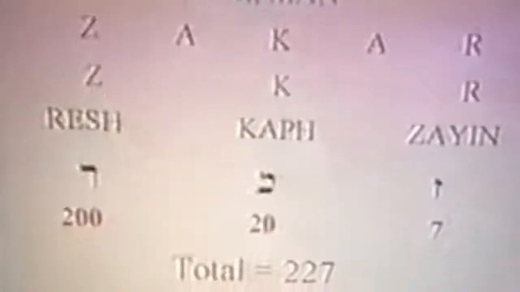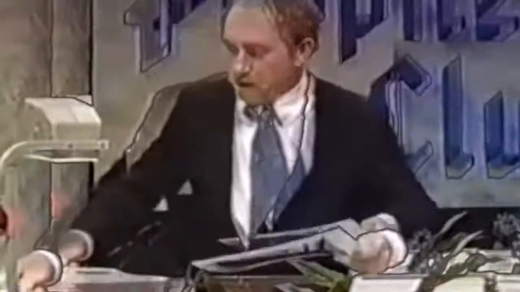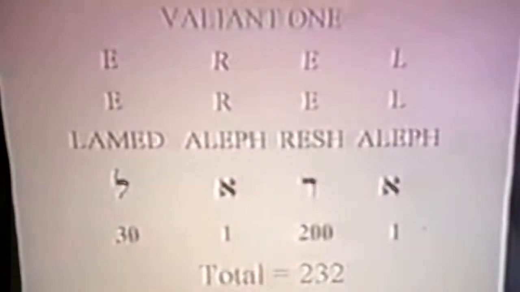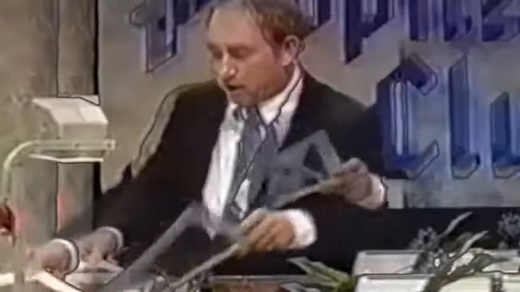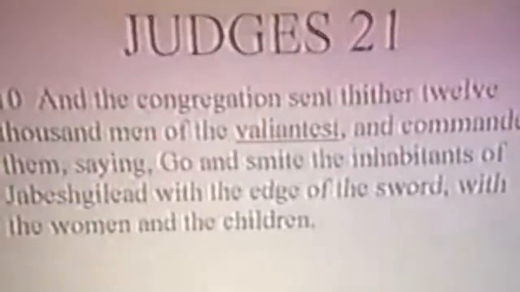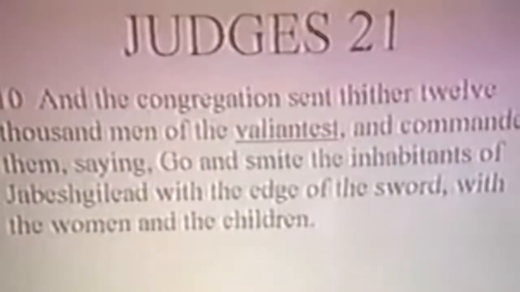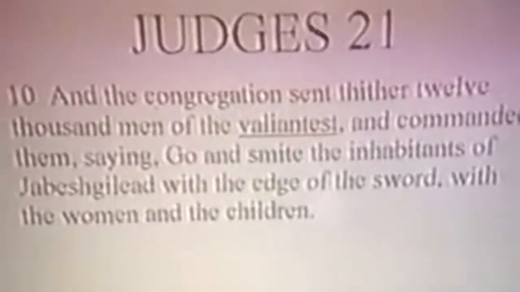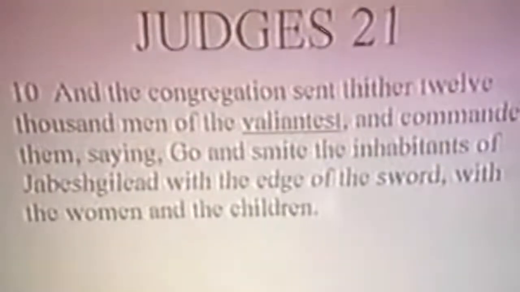I would like to reiterate, how many times in a chapter can you find a simple word? Here's the term valiant one. That will take us to Judges chapter 21. Notice sometimes it's a conjugation thereof, but we're dealing with the theme and the exactness of the theme every time. So Judges chapter 21 will prove that the word valiant one or valiant should be there.